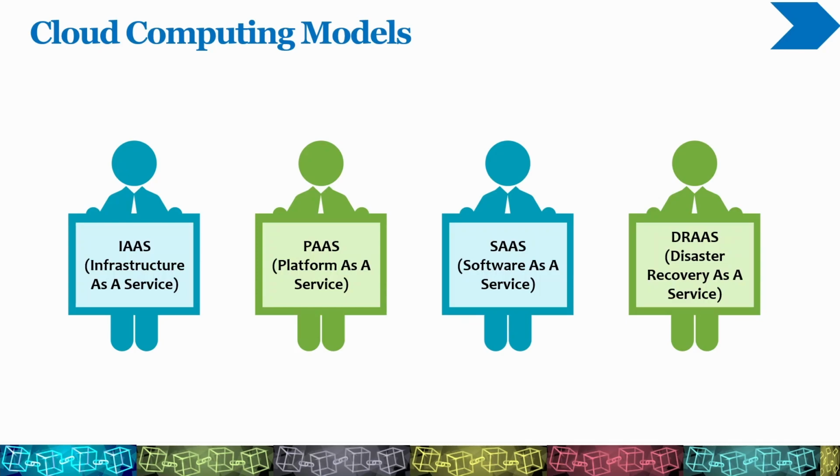So these are some of the major cloud models available in the market. Apart from this, there are some additional models like backup as a service, network as a service, contact center as a service, unified communication as a service, and the list goes on. However, infrastructure as a service, platform as a service, software as a service, and disaster recovery as a service are the major models used by most of the users, and these four models account for more than 90% of the total cloud revenue globally.